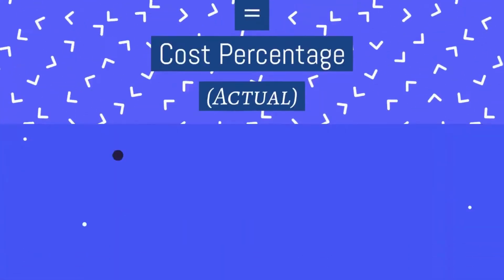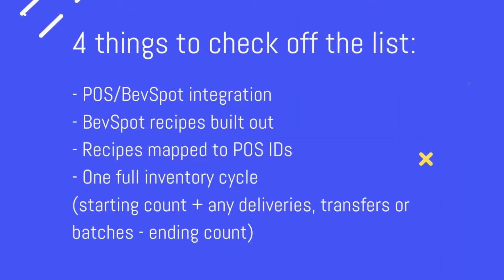Before you're able to run a variance report in BevSpot, there are a couple of things to check off the list. 1. There must be an integration between BevSpot and your point of sale. Head to our integrations page to see which ones we have a direct integration with and to complete that process. 2. Your menu items need to be built out. 3. You need to have your menu items mapped to its corresponding POS ID. And 4. You must complete one full inventory cycle in BevSpot.